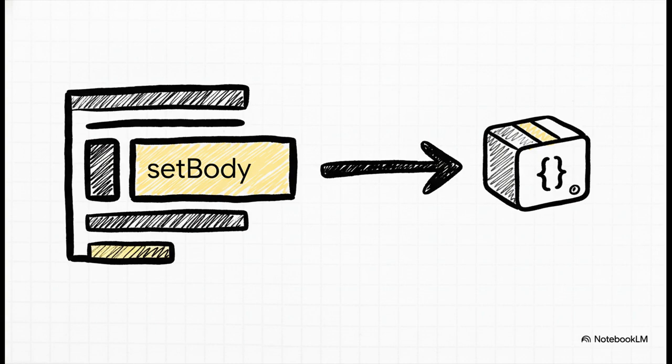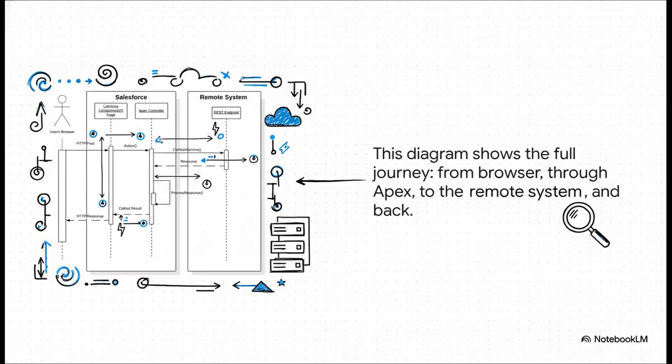It's that easy. This diagram is awesome because it shows you the entire journey from start to finish. It all kicks off with a user clicking something in their browser, which calls our Apex code. Our code then makes the call out to the remote system, which does its thing and sends a response all the way back. It really helps you see how all the pieces fit together.